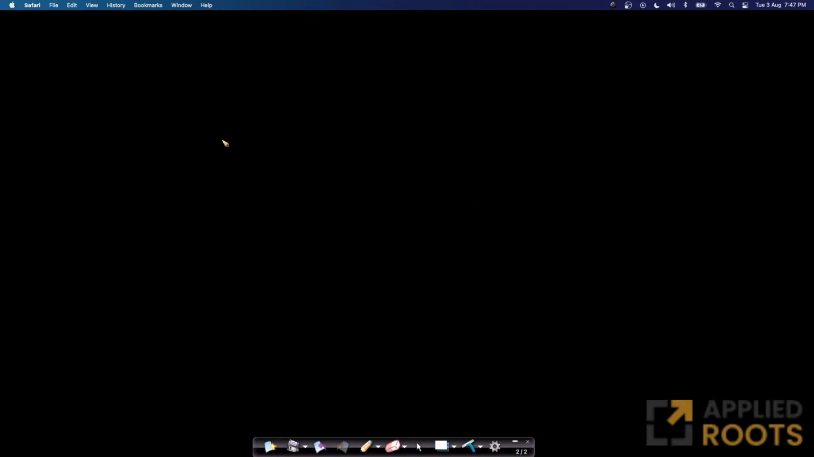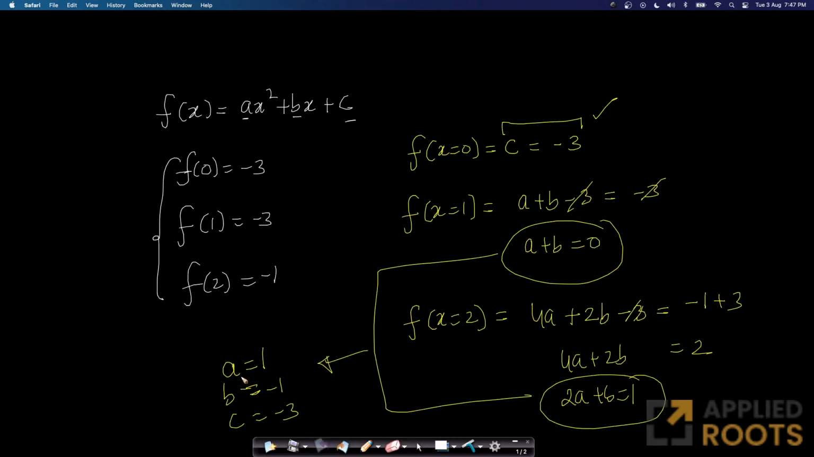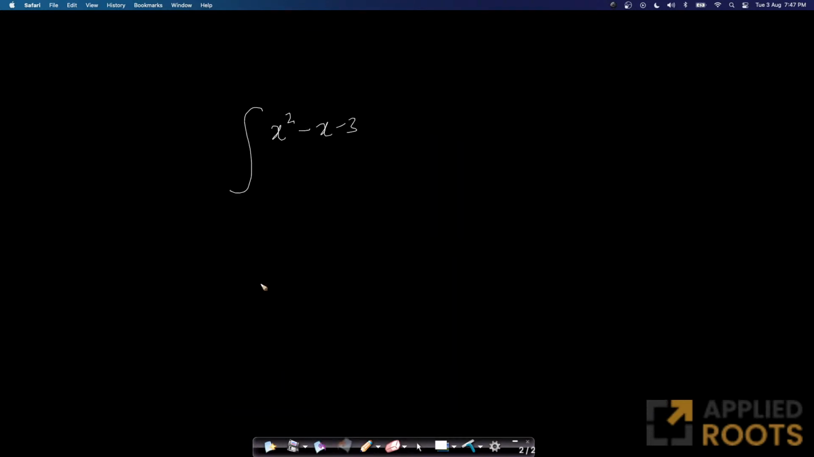Now you have the whole f(x) equation, so let's write it first. The integral that you want to compute is x square minus x minus 3, and the reason for that is a is 1, b is -1, c is -3, divided by x cube minus 1 dx.